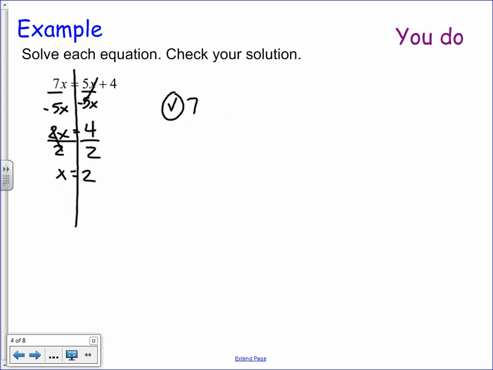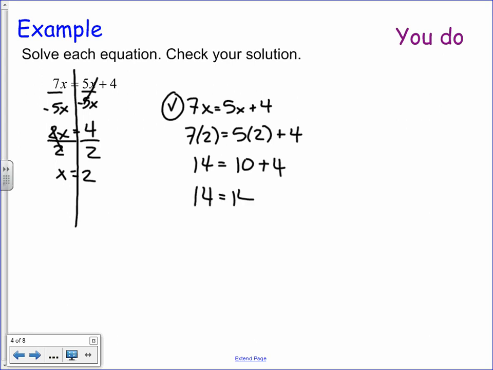When I go in and check, I have 7x equals 5x plus 4. We have 7 times 2 equals 5 times 2 plus 4. I get 14 equals 10 plus 4. 14 equals 14. Our answer checks. So my final answer is x equals 2.